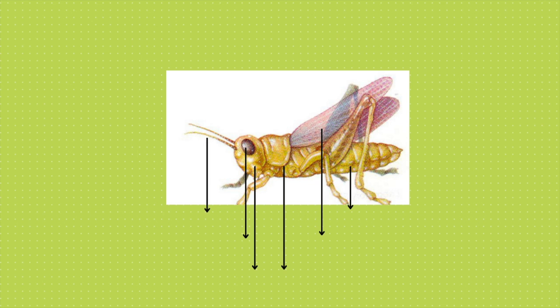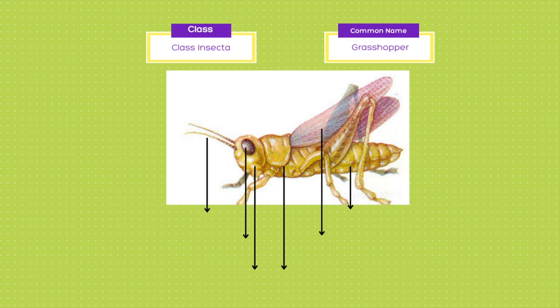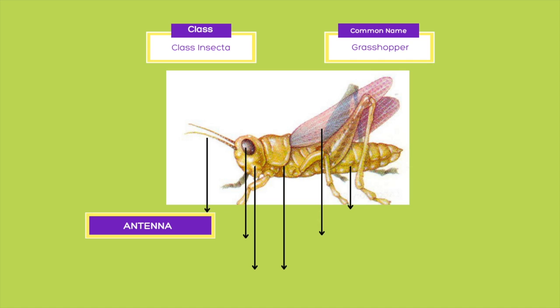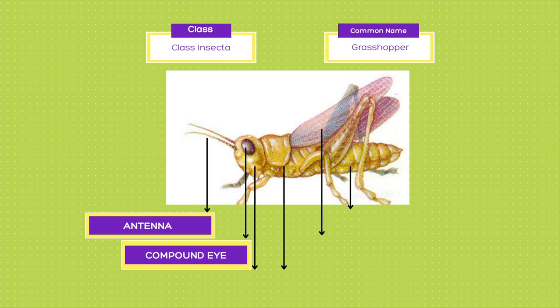Next up is the grasshopper, part of class Insecta. Here in the diagram, the first arrow points to its antenna, which is their sensory organ in between the eyes. The second arrow points to its compound eye, which they use to make out motion and basic form. Interestingly, grasshoppers are incapable of moving their eyes like us humans do.